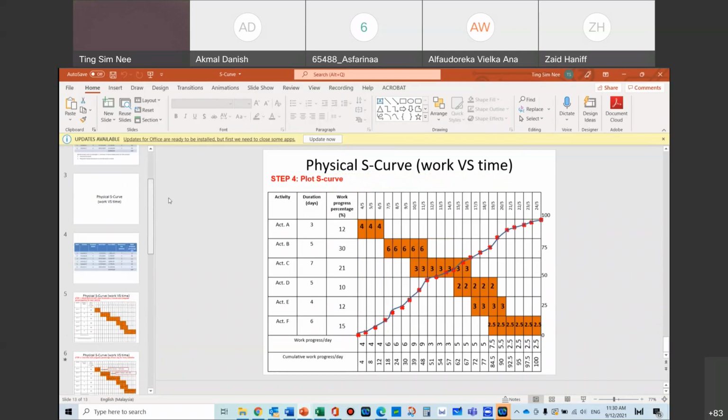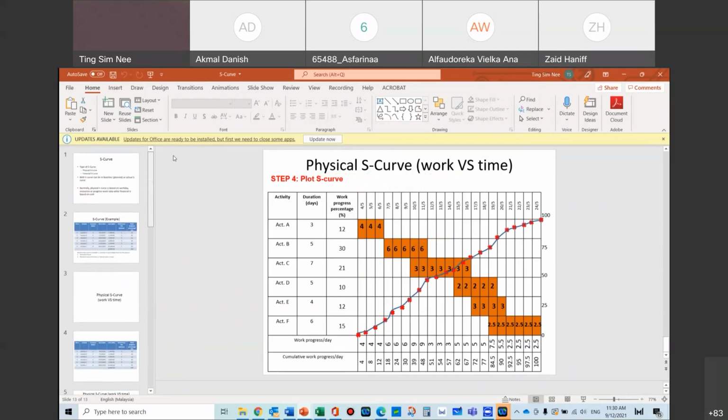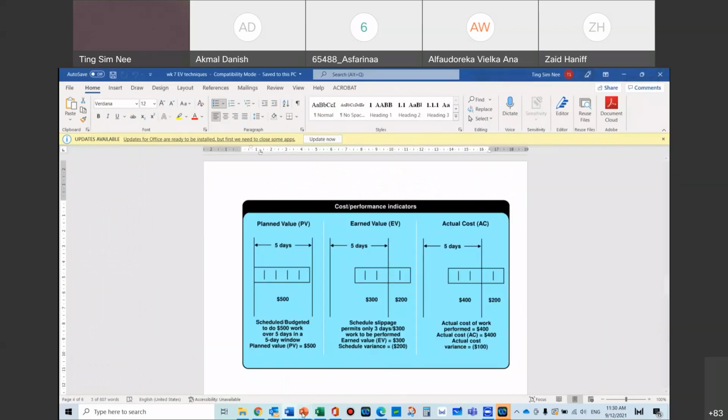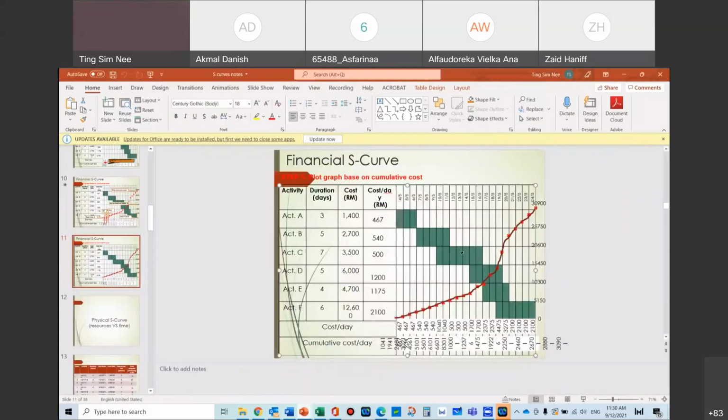Oh, sorry, this one is purely on the physical S-curve. It's okay, I will rename my notes a little bit later on. This is purely on the physical S-curve. So let's settle the financial S-curve. Here, again, I repeat, example.